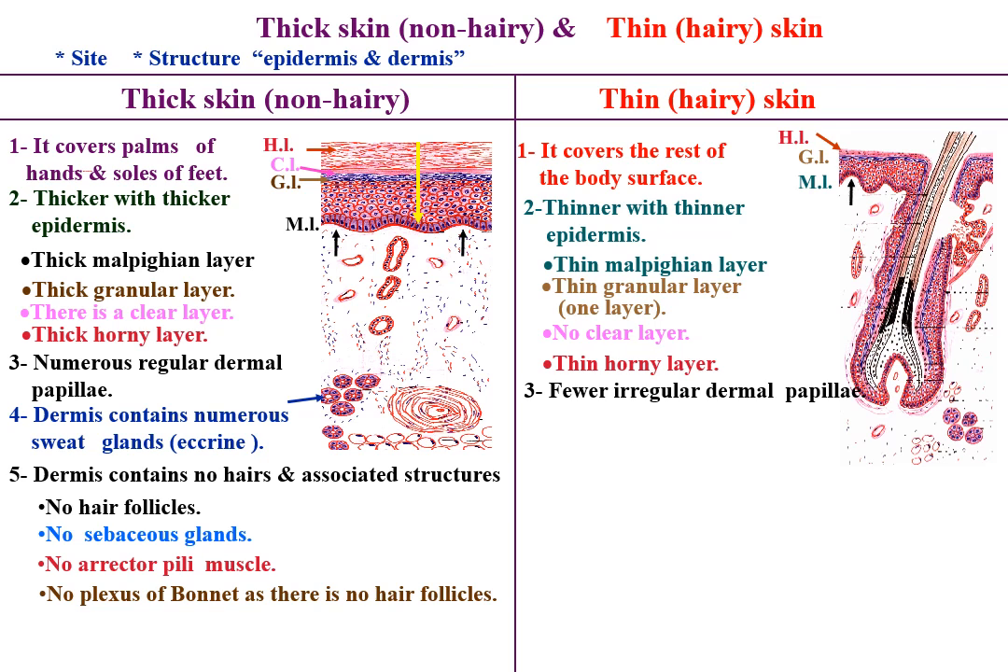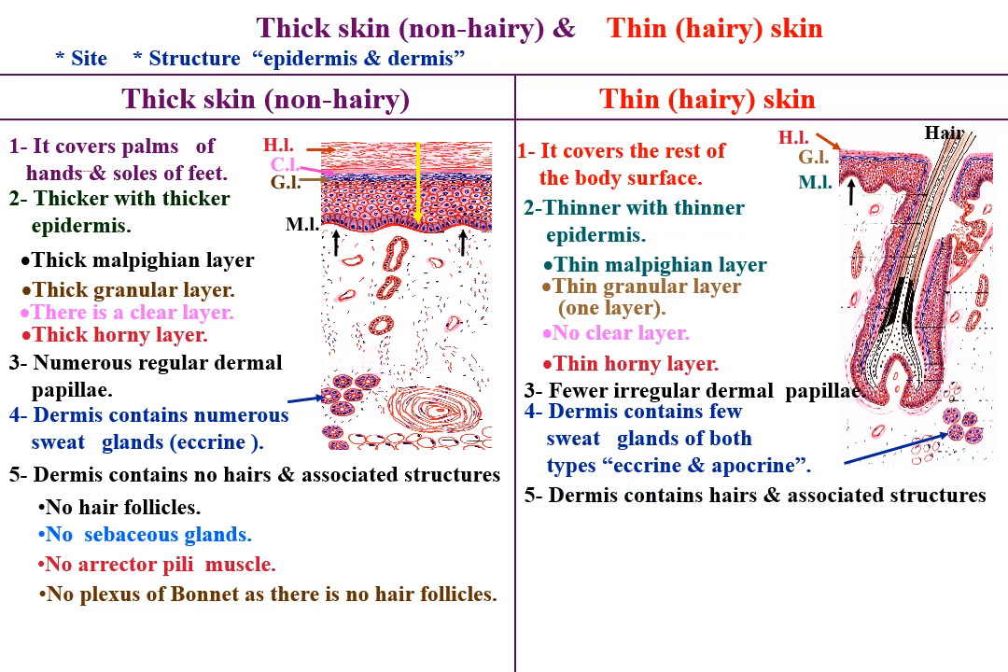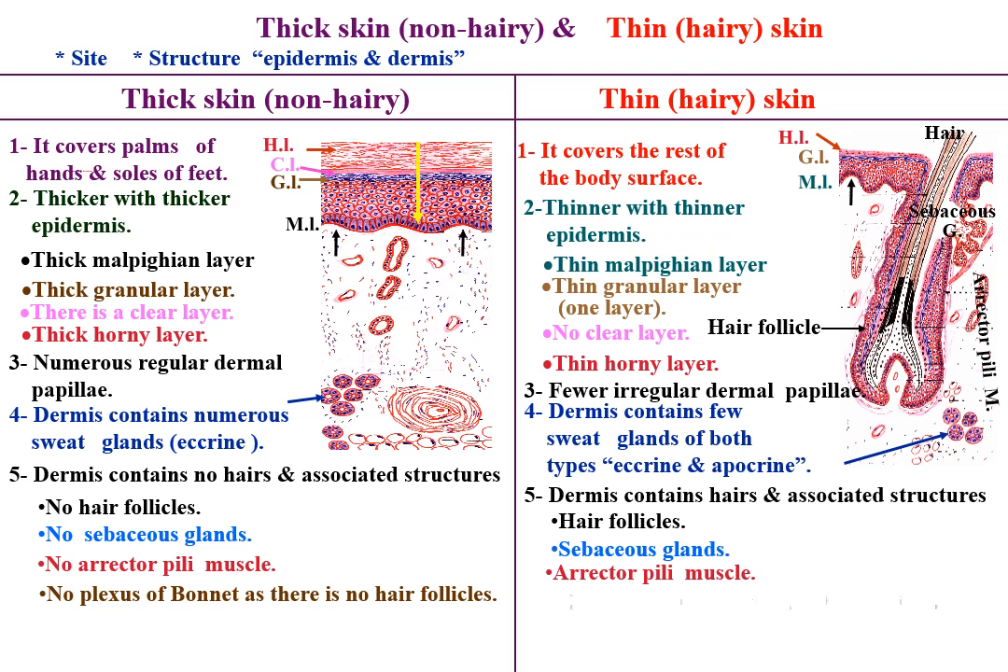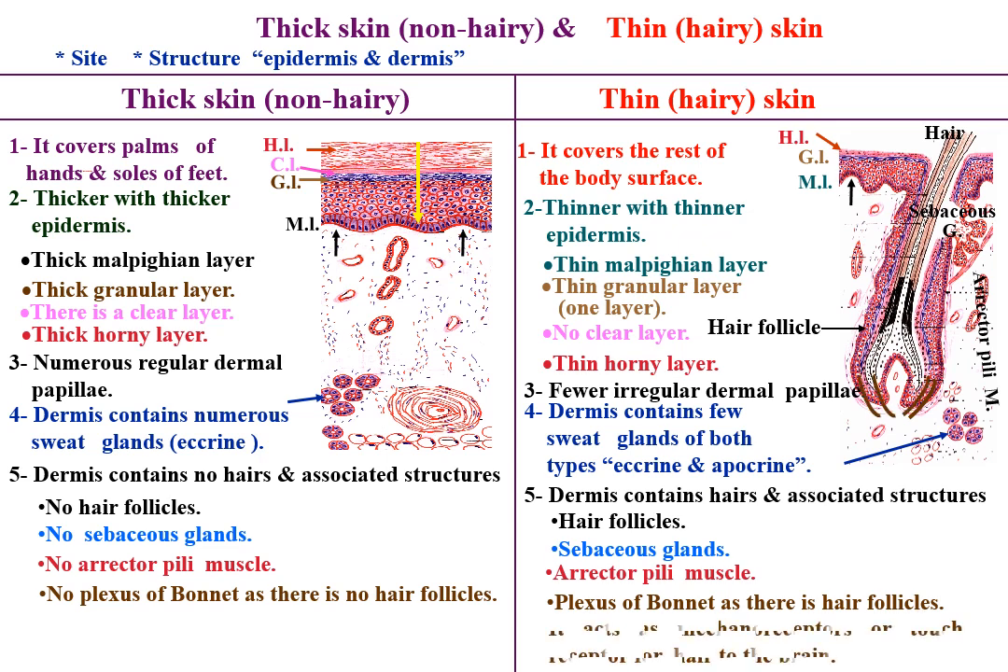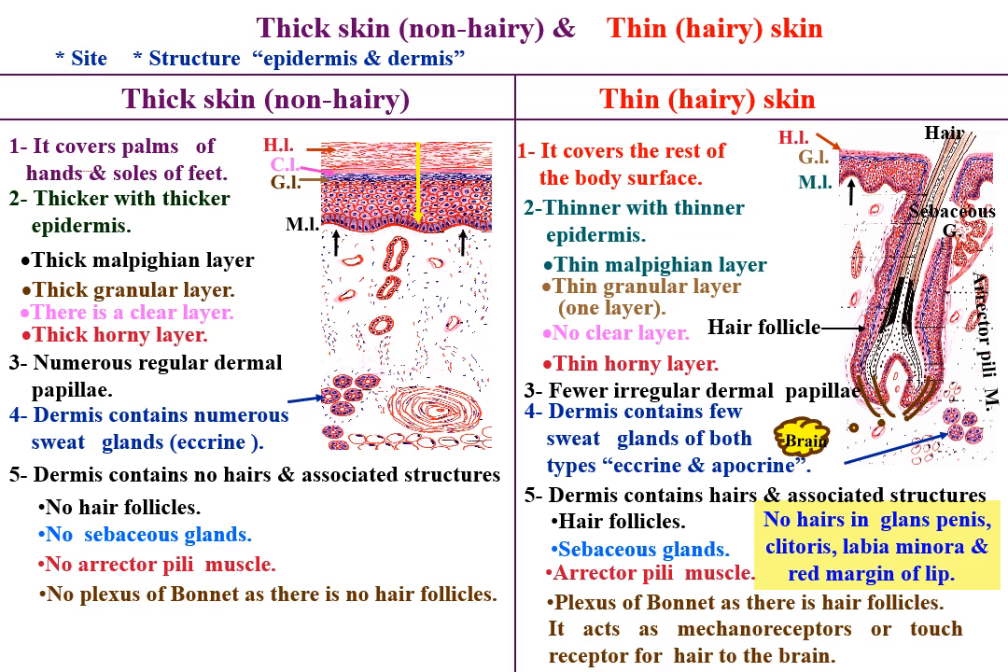It contains fewer sweat glands of both types, eccrine and apocrine. It contains hairs and their associated structures. There are hair follicles, sebaceous glands, and erector pili muscles. Also, there is the plexus of Ponnee, which is free nerve endings that act as mechanoreceptors or touch receptors for hair. Certain sites of thin skin contain no hairs, such as glans penis, clitoris, labia minora, and the red margin of the lip.